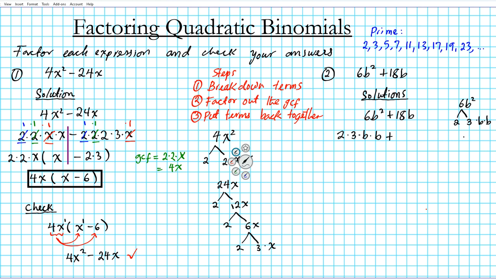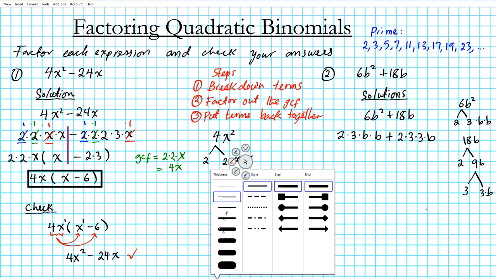And then 18b, let's break that down also. It's even, so 2 goes into that. 2 goes into 18 9 times. And then 2 doesn't go into 9, so let's try 3. Yeah, 3 goes for sure. 3 goes into 9 3 times. 3 times b. So the broken down state of 18b is 2 times 3 times 3 times b. All right, so we're done with step 1.